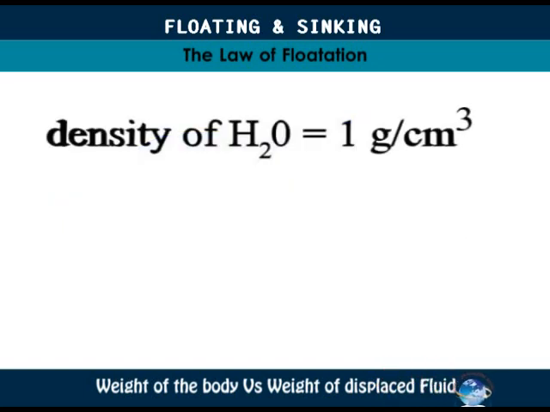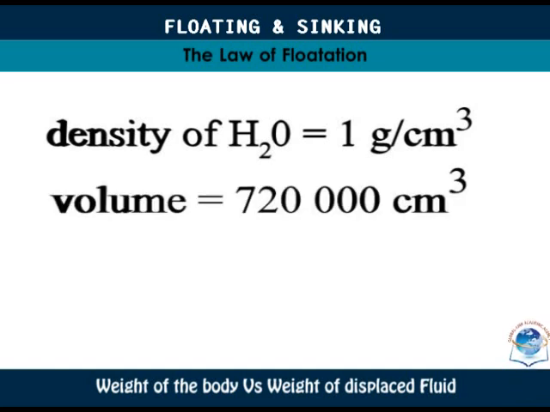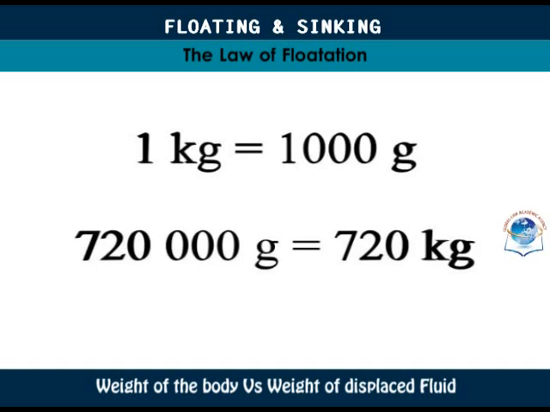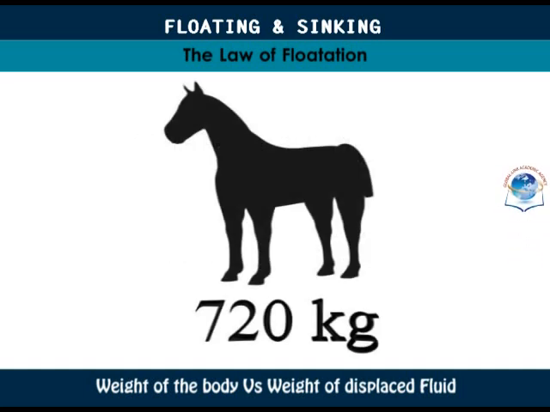Density of water is equal to 1 gram per cubic centimeter. So 720,000 cubic centimeters is equivalent to 720,000 grams of water, or simply 720 kilograms. The horse weighs 720 kilograms, or 7,200 newtons.